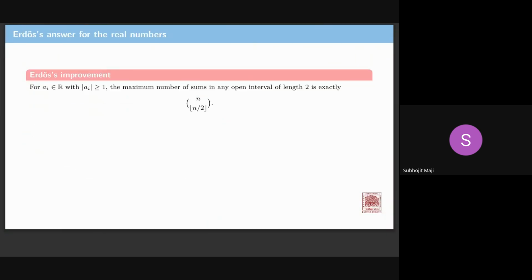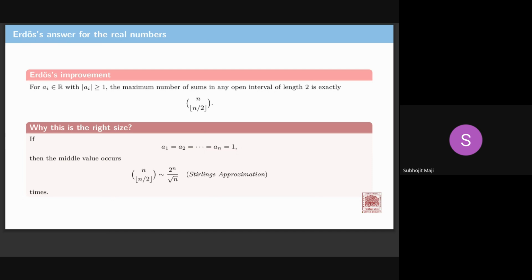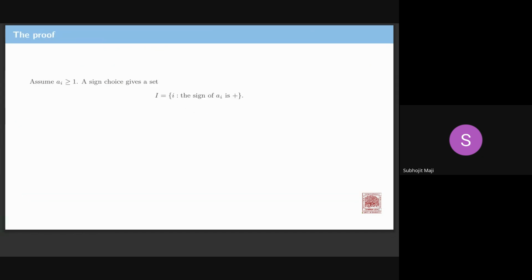So that comes back to here. That is, the middle value occurs n choose n by 2 times. And now by Stirling's approximation, we have that it is 2 to the power n by root n. So you can do the Stirling approximation and look at it. It's a really nice approximation that is widely used in mathematics.